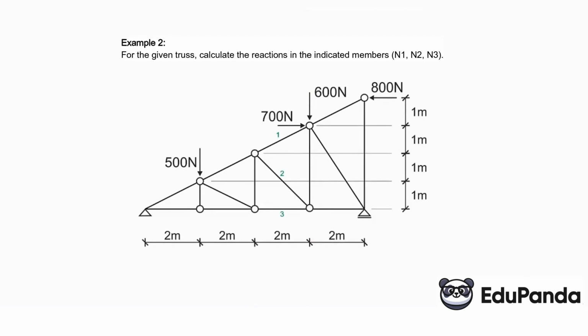So I have a second example for you, which you can solve. For this truss, we need to calculate the reactions in the indicated rods, N1, N2, and N3. I marked rod 1, rod 2, and rod 3 here. And if you feel like it, do this, using the Ritter method, cut through these 3 rods. Of course, at the beginning you need to calculate the reactions.